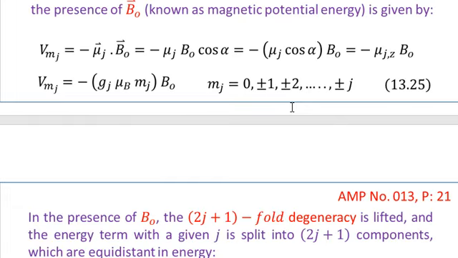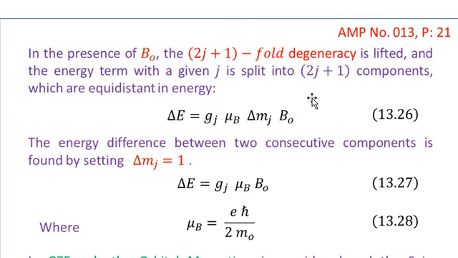But if you apply the magnetic field, then that J level will be split into Mj levels, that is, into 2J plus 1 levels. That is, there will be a splitting of the J levels. That is, the J level degeneracy is lifted. So when there is a splitting of a level, we say that the degeneracy is lifted. So in the presence of the magnetic field B naught, the 2J plus 1 fold degeneracy is lifted, and the energy term with a given J is split into 2J plus 1 components, which are equidistant in energy.